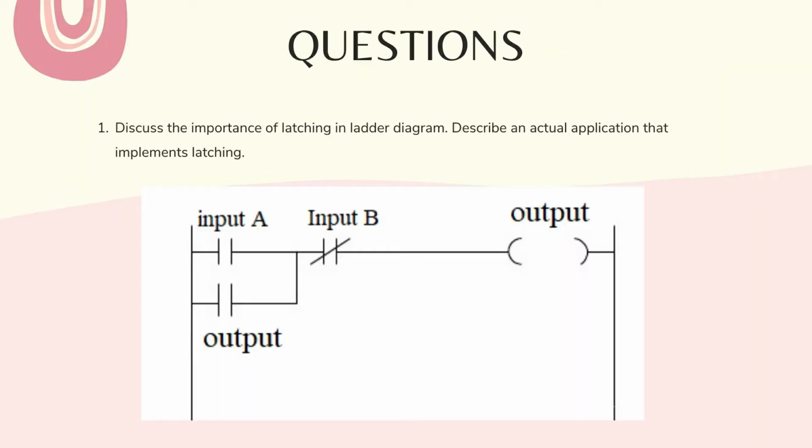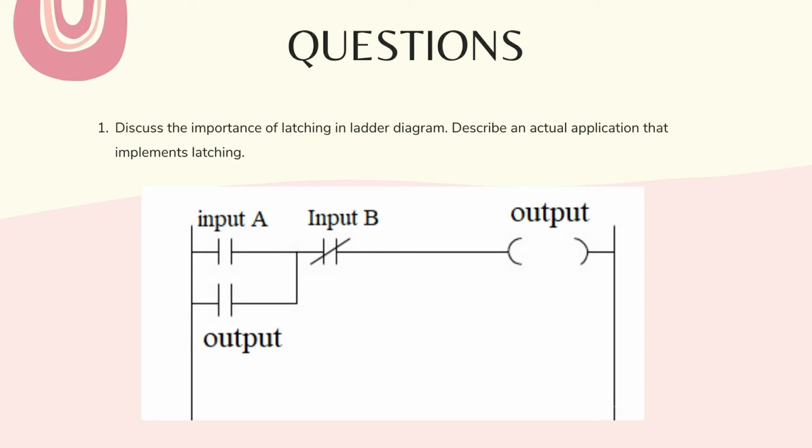Okay, for question 1, discuss the importance of latching in ladder diagram. Describe an actual application that implements latching. So the answer is, the importance of latching in ladder diagram is it produces a self-maintaining circuit. It means that after the output is energized, it maintains that state until another input is received. For example, in this diagram, we will see that input A or PB1 is a normally open push button, while input B, PB2 is a normally closed push button.